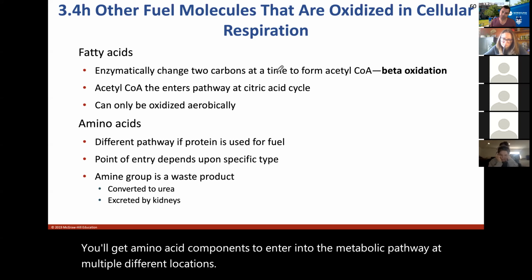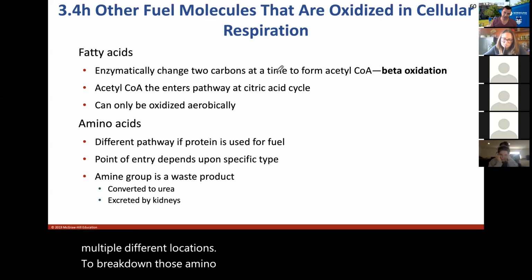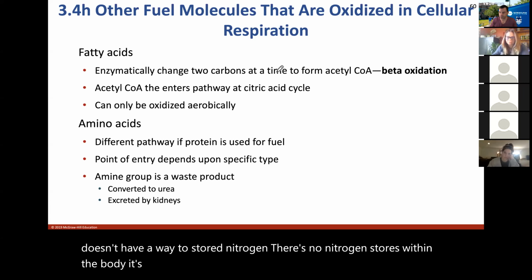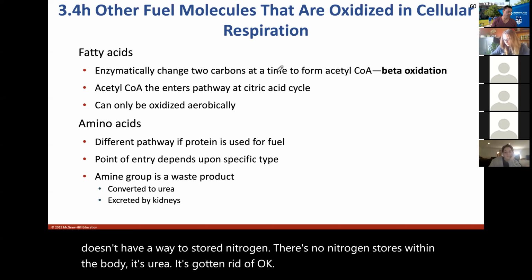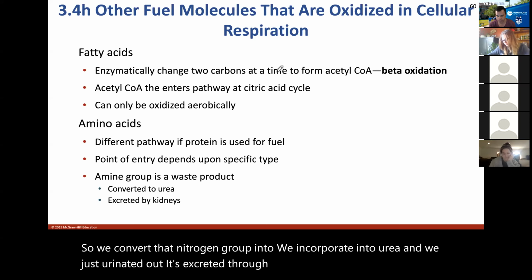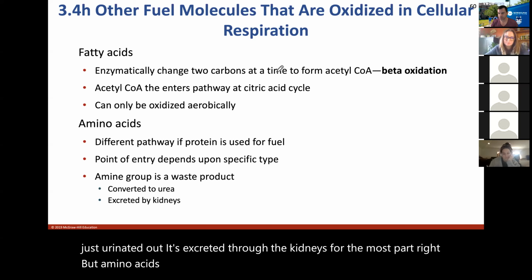To break down those amino acids, I got to clip off the nitrogen. The body doesn't have a way to store nitrogen. There's no nitrogen stores within the body. It's urea. It's gotten rid of. So we convert that nitrogen group, incorporate it into urea, and we just urinate it out. It's excreted through the kidneys for the most part. But amino acids is a last resort.